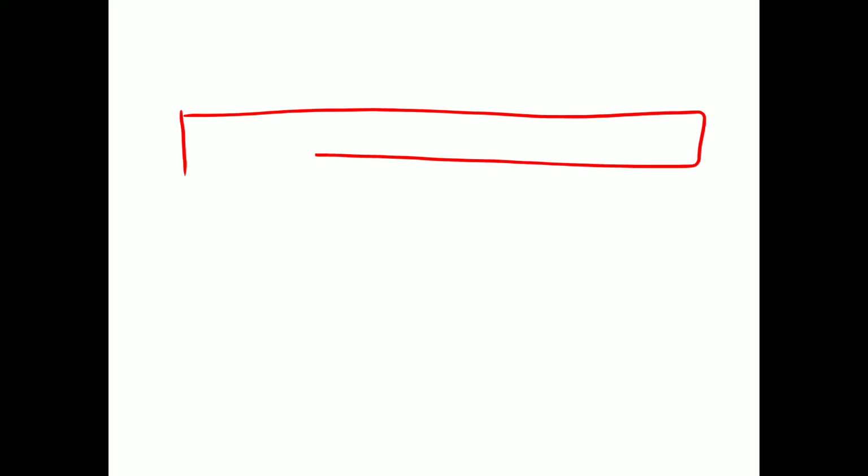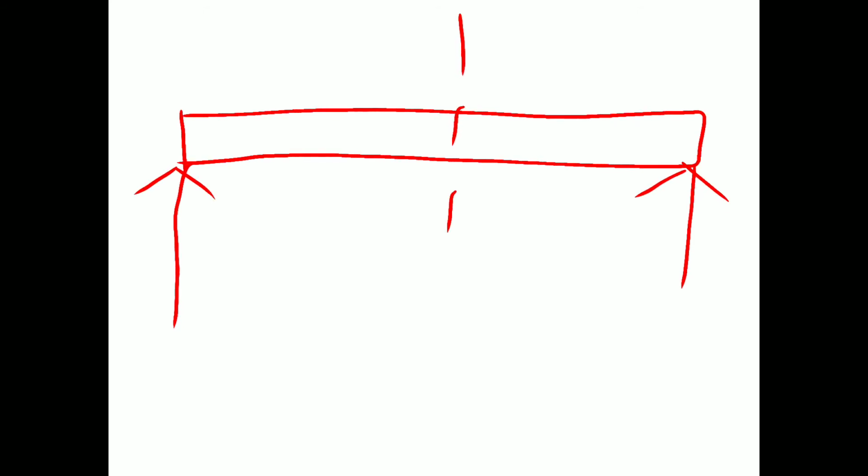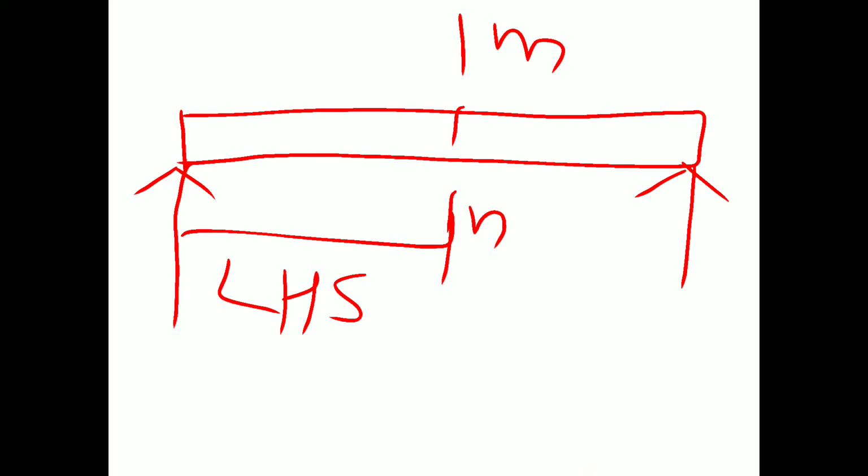Now we will discuss the concept of the shear force. Suppose this is a beam which is simply supported in this manner. If I consider a section MN, this section MN will separate the beam into two parts: the left hand side part and the right hand side part. So this part is the left hand part and the remaining part is the right hand part.